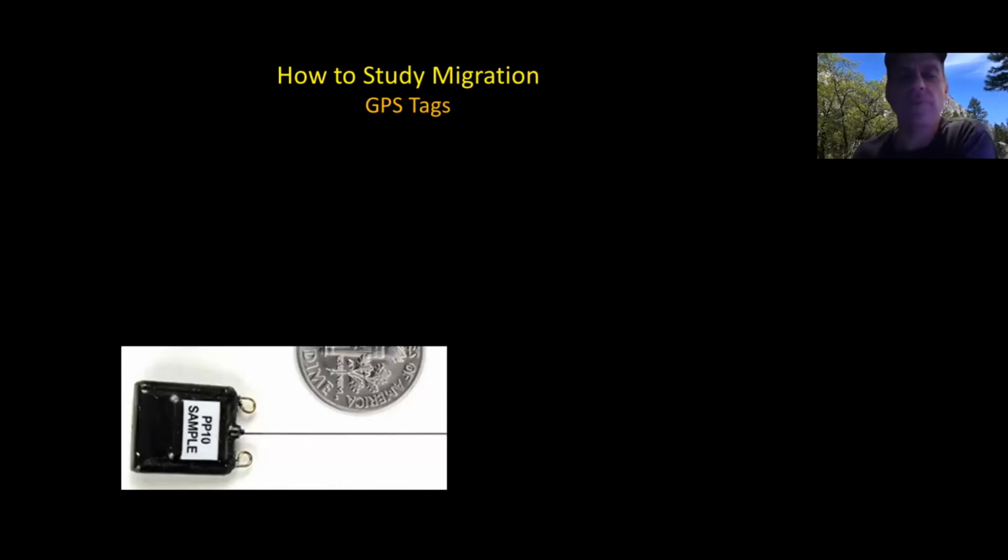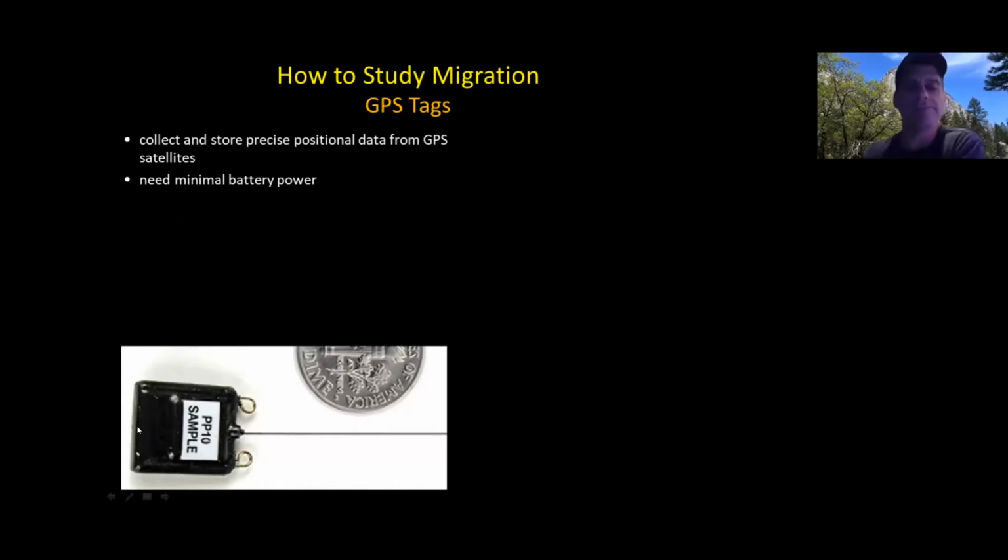GPS tags aim to solve the problem of the size and expense of GPS transmitters. These tags record locations of birds with the precision of larger GPS transmitters, and they store it on the GPS tags themselves. Because these are not transmitting the data back to the satellites, they need minimal battery power. And the batteries make up most of the weight of the transmitters. So these GPS tags can get as small as 1 gram, which really expands the range of animals that can be studied with this technology. Another benefit is that they're considerably less expensive than GPS transmitters. Each one of these is about $200.